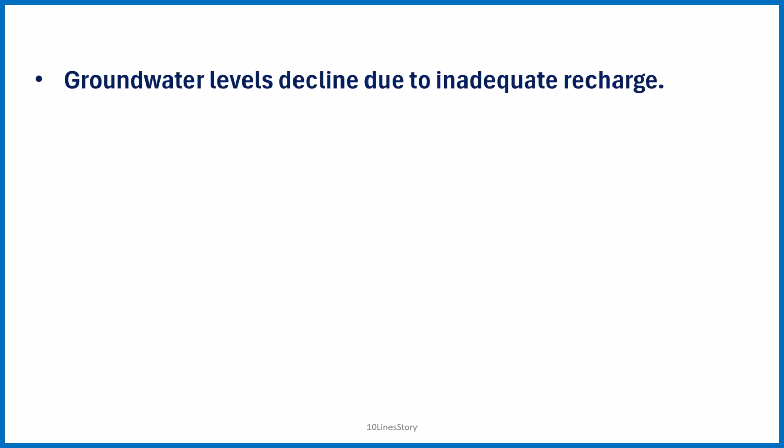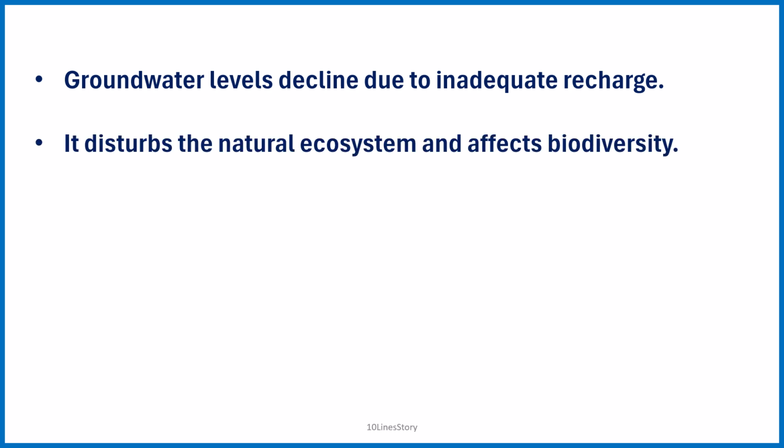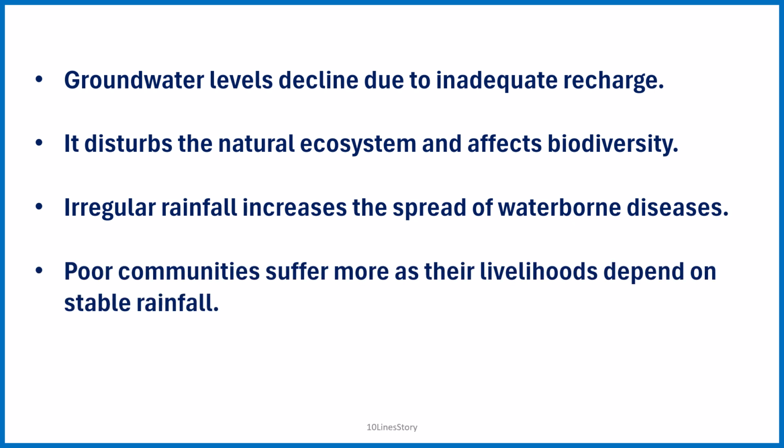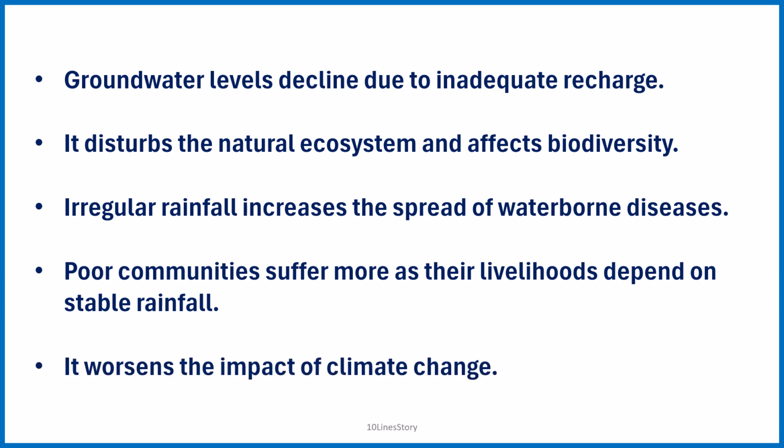Groundwater levels decline due to inadequate recharge. It disturbs the natural ecosystem and affects biodiversity. Irregular rainfall increases the spread of waterborne diseases. Poor communities suffer more as their livelihood depends on stable rainfall. It worsens the impact of climate change.